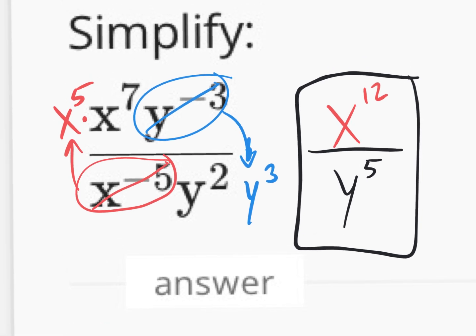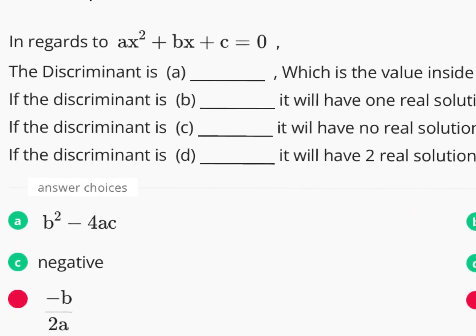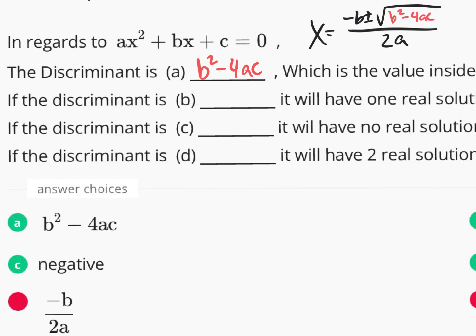And let's move on. We have another question with fill in the blanks that have drop-down menus. So it says the discriminant is blank. Well, we should all remember that the discriminant is b squared minus 4ac. So the discriminant, I'm just going to write it in, is b squared minus 4ac. That's technically the value inside the square root of the quadratic formula. So I wrote the quadratic formula here and I put the discriminant in red.